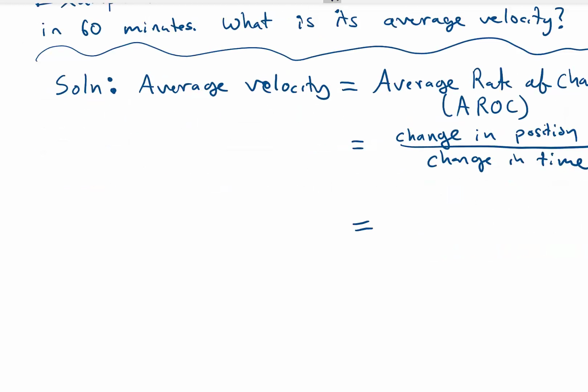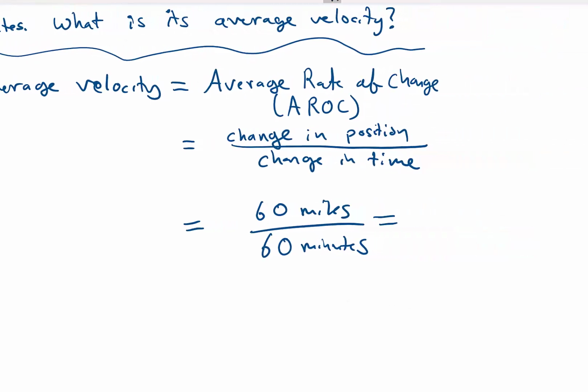So here our change in position is 60 miles. Our change in time is 60 minutes. And so overall, we get 60 over 60 is 1. We get 1 mile per minute. And that, folks, is the car's average velocity over those 60 minutes.